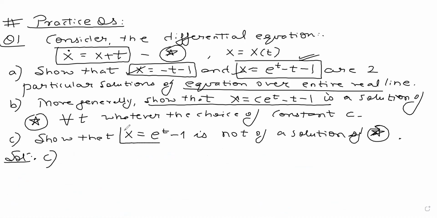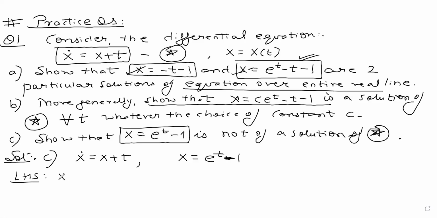Show that x equal to e to the power t minus 1 is not a solution of equation star. So again, we write equation star, which is my differential equation. And then I write x is equal to e to the power t minus 1. Okay, so again, let's verify. LHS is x dot, which is equal to dx by dt, which is nothing but e to the power t. RHS is x plus t, which is e to the power t minus 1 plus t.